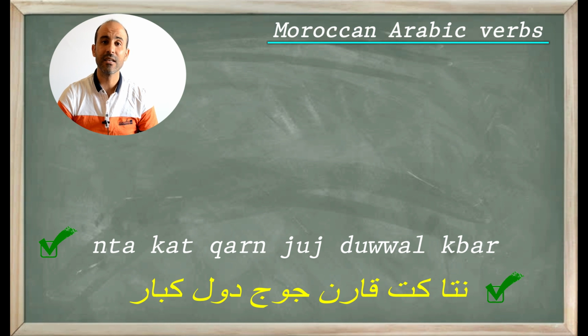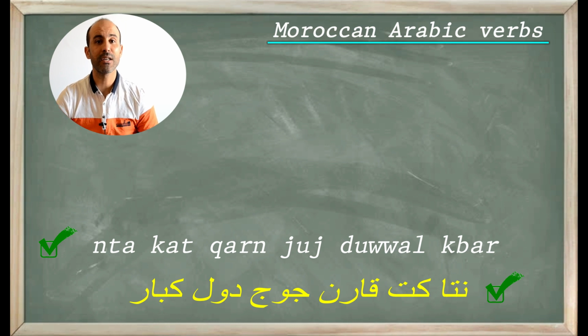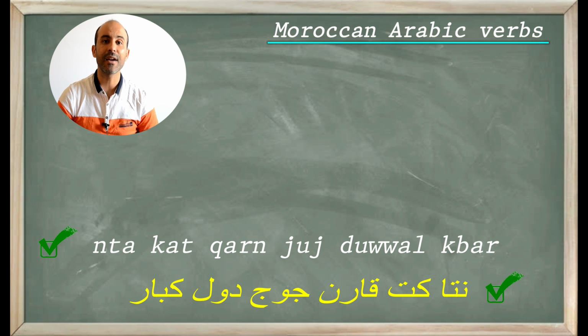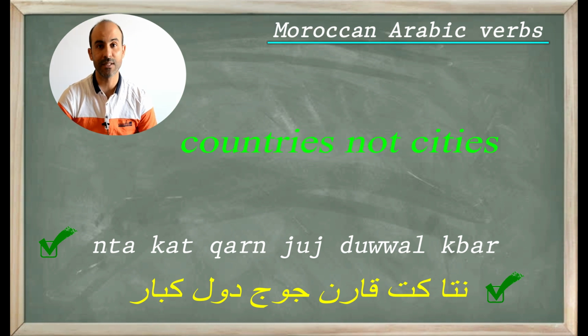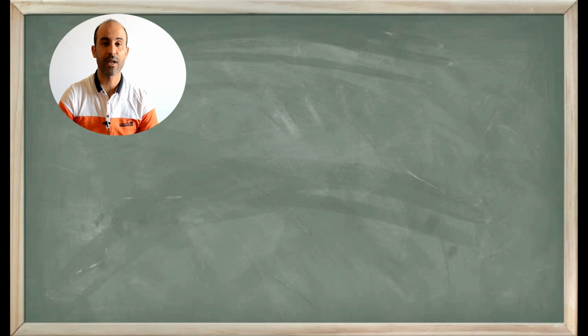أنت كتقارن جوج دول كبار. You are comparing two big countries. أنت كتقارن جوج دول كبار. Can you say the sentence? Great.